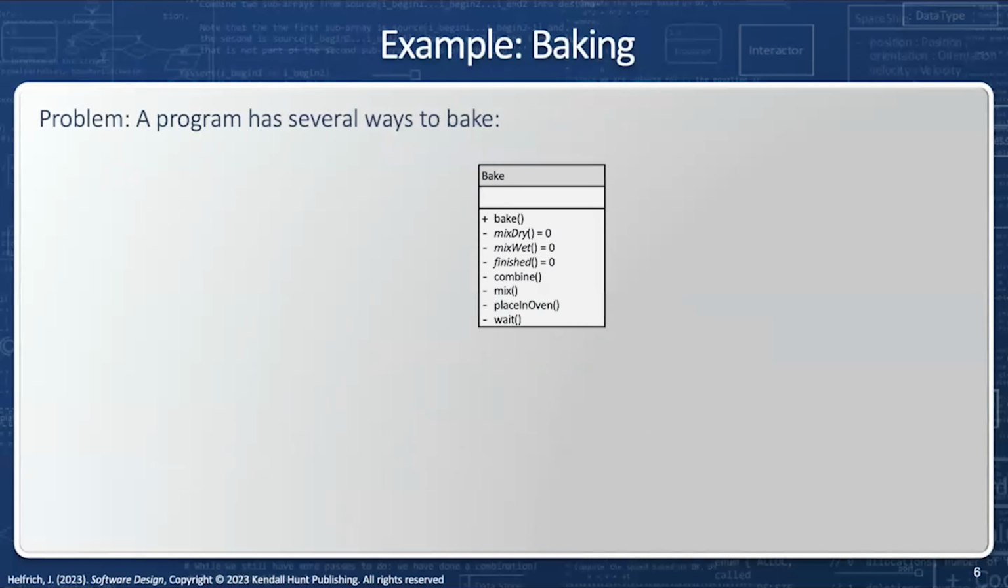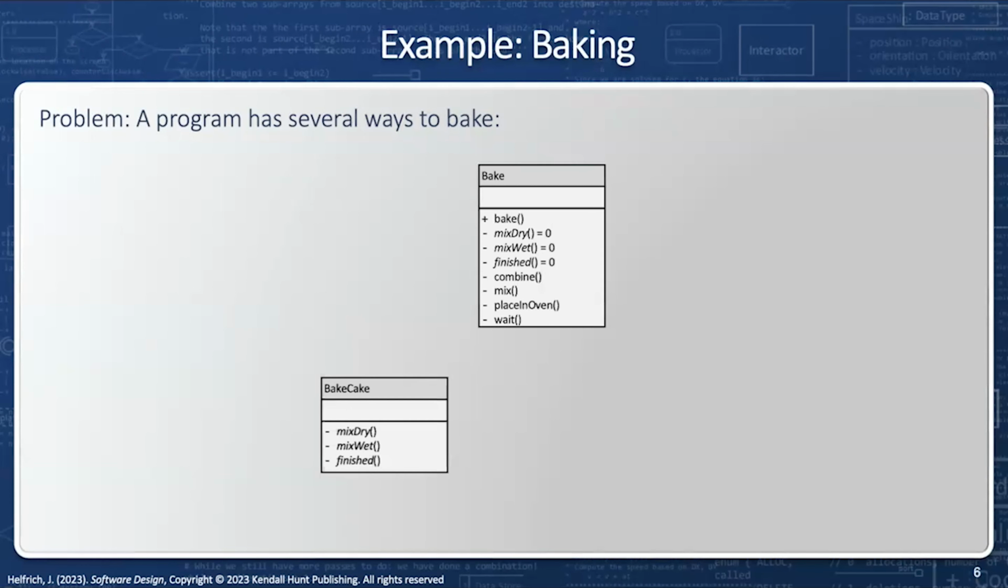So I'm going to start with a Bake class. The Bake class has one public interface called bake, and mixDry, mixWet, and finished. These are all virtual functions. In fact, they're pure virtual functions requiring the client to define them. But the combine, mix, place in oven, and wait, those are not virtual. Those are going to be the same for all the different variations.